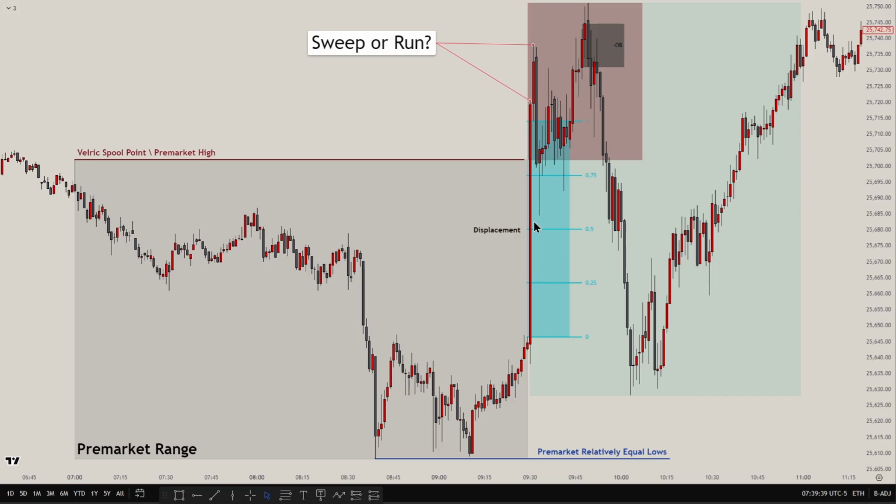So the wick trades down into this, it's doing damage here. This is a sign of strength, because we've got a large displacement, it wicks down into the fair value gap and then rejects, the body closes in the upper half.